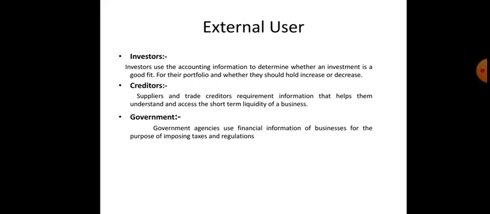That's why the government is also using the accounting data of the business, as well as checking whether they are following the rules and regulations or not. So these are the external users, to calculate the amount of taxes to be paid. That's why the government is also an external user.